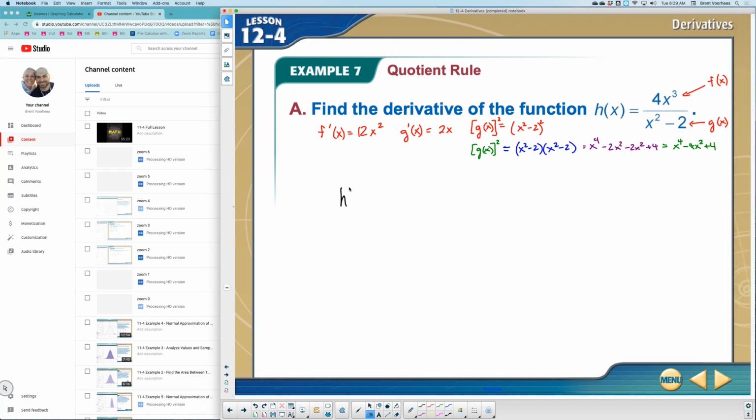So if we want to know h prime, what the formula said is you take the derivative of f, which is the 12x squared, and we're going to multiply that with the original function g, which is the denominator up there, x squared minus 2. And then you subtract the original function of f, which is 4x cubed, times the derivative of g, which is g prime here, 2x. All that will be over the denominator squared, which we said was going to be x to the fourth minus 4x squared plus 4.